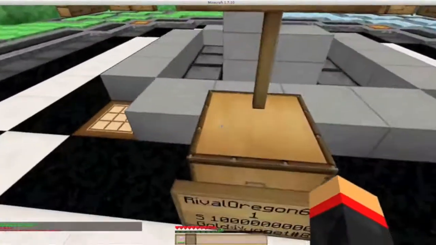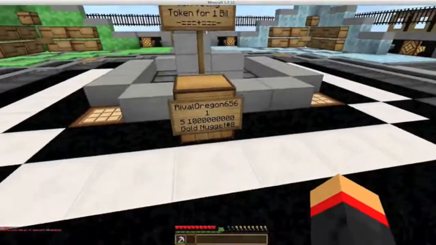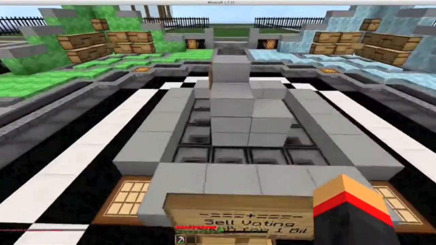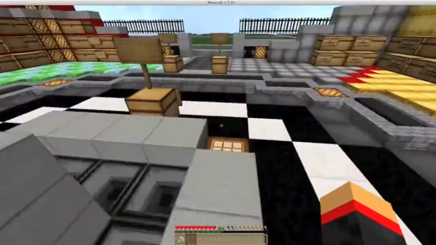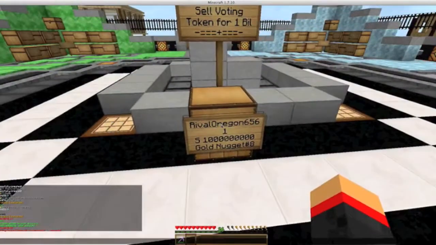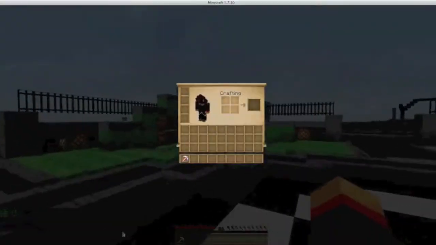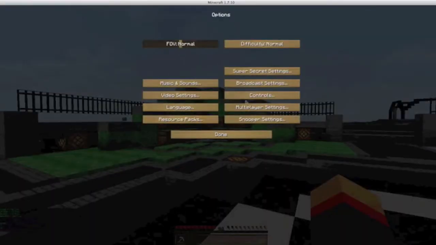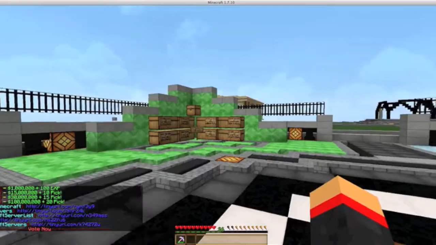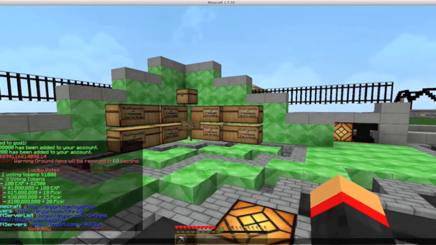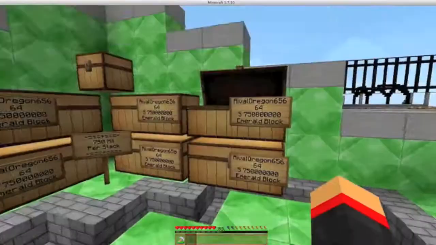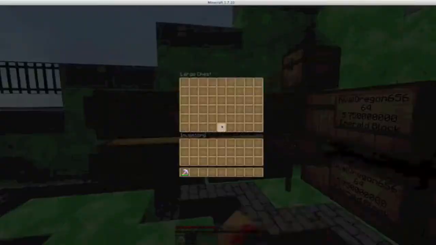Oh, and also, if y'all do join the server and y'all vote, y'all can sell the vote tokens to me for 1 bill a token. And you can vote 5 times total. And I actually will expand my chat back right now. See right here. Okay. Check these chests.